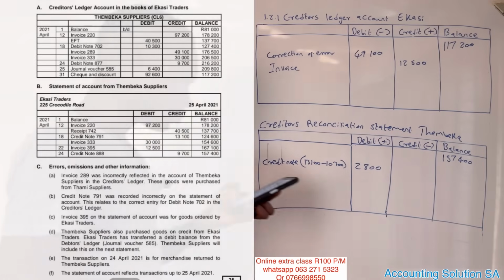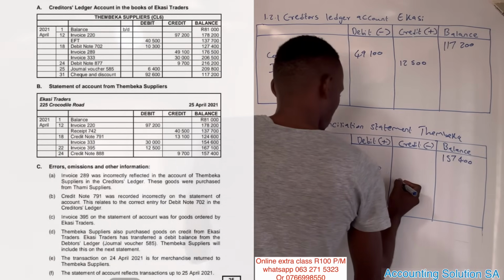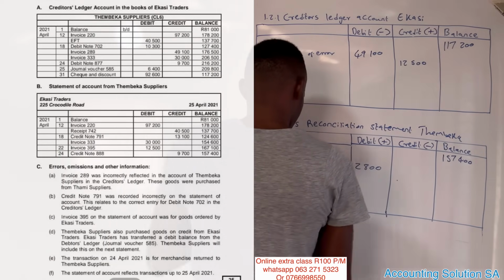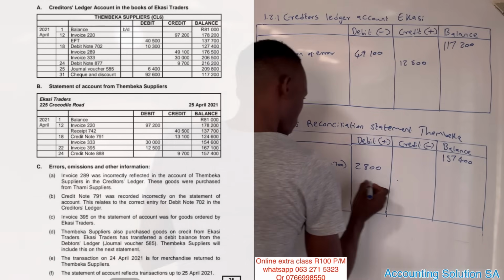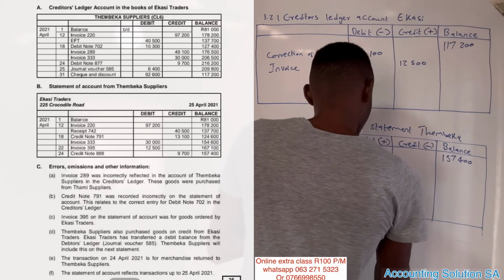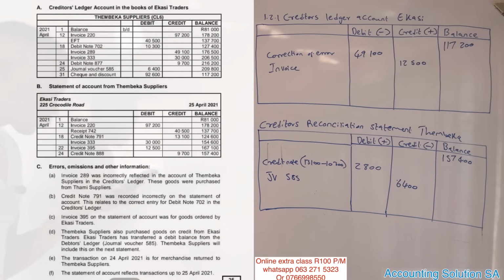Okay, now we have to record this because it was debited. Now we have to credit when it comes this side. General voucher 585, and we have to credit an amount of 6,400. Very simple. Okay, number E, the transaction on 24 April 2021 is for merchandise returned to Tembeka supplier.